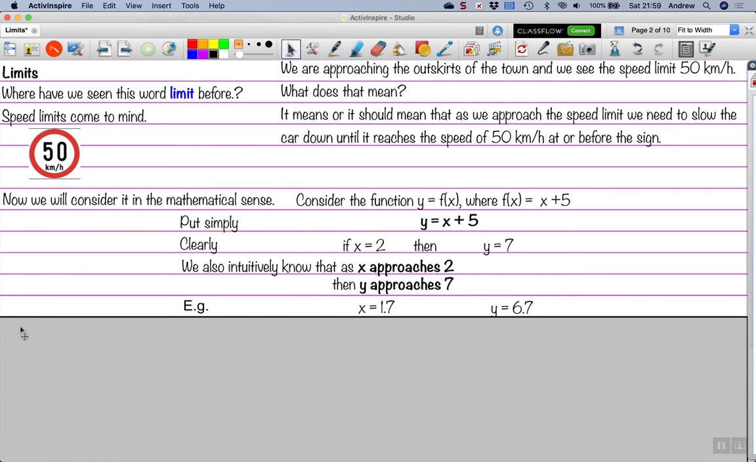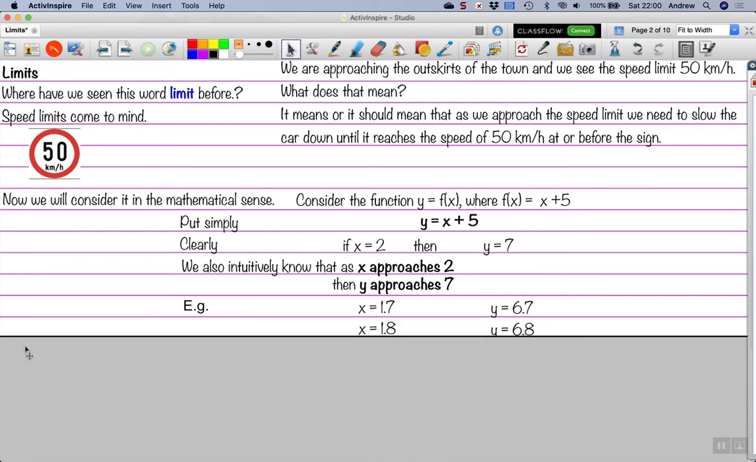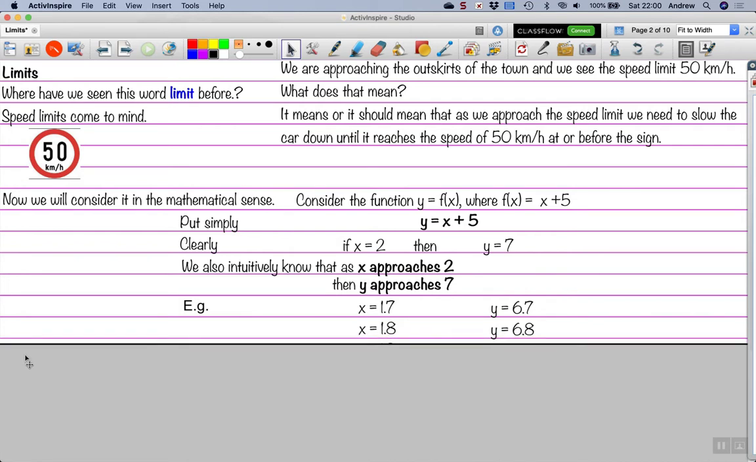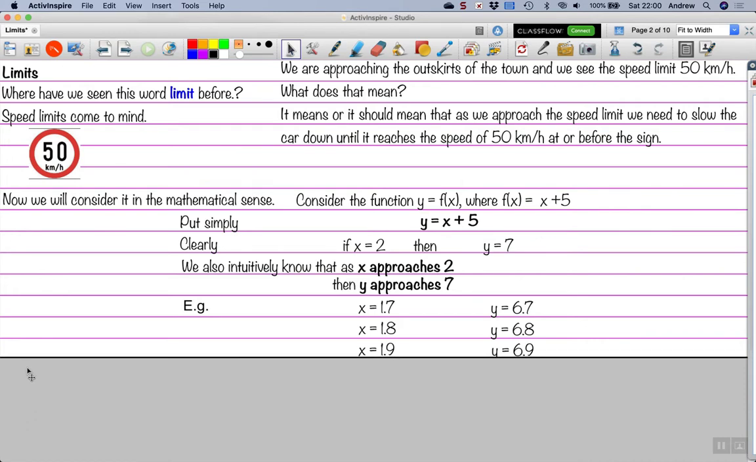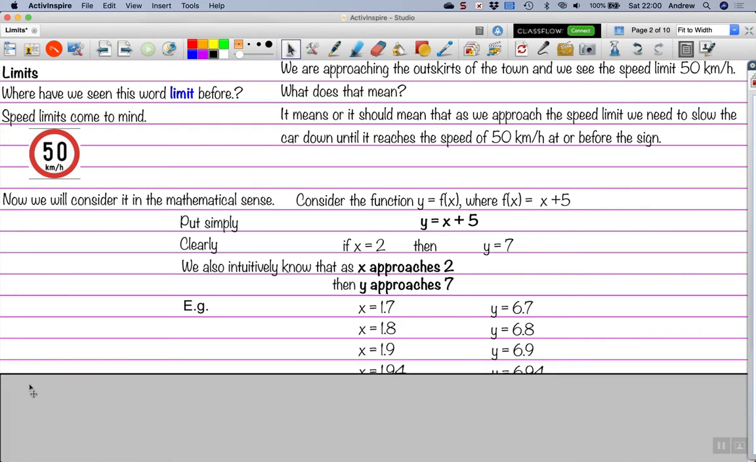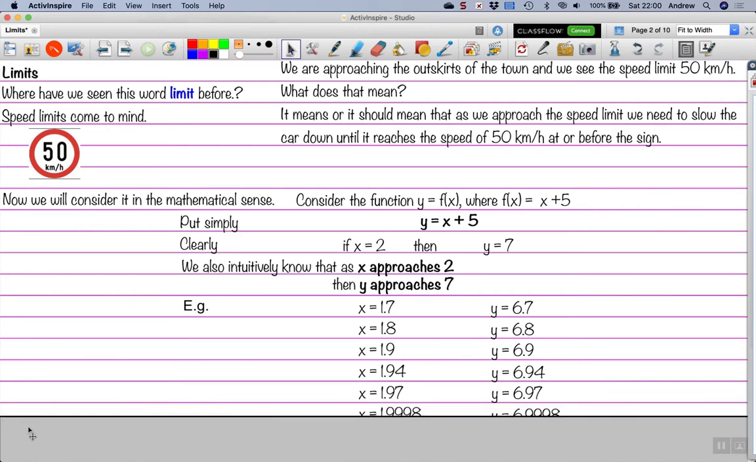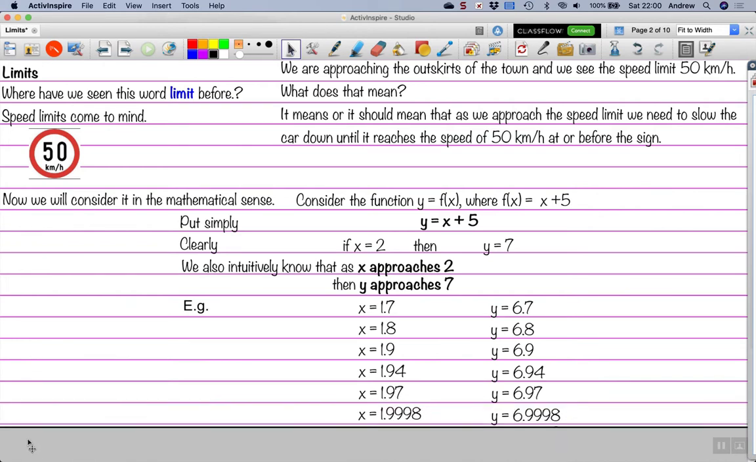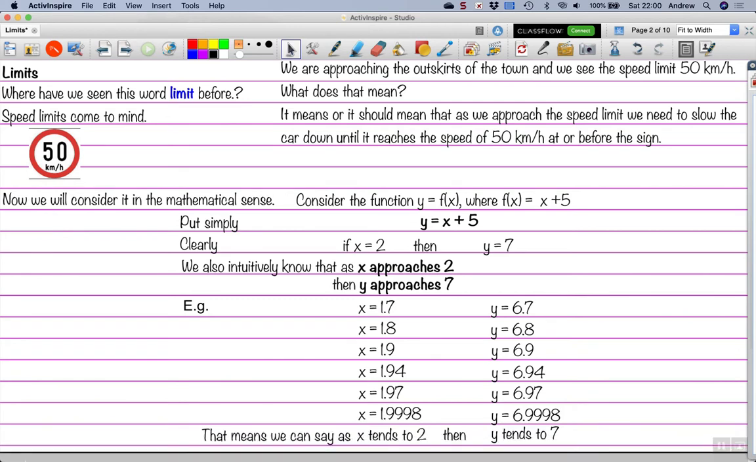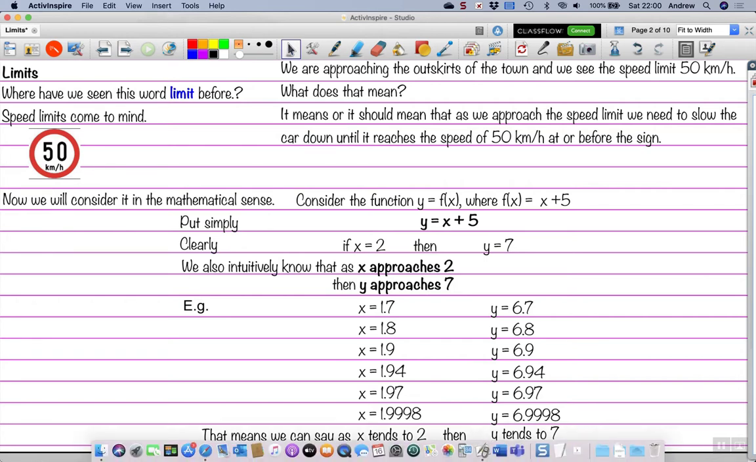What does that mean mathematically? Well, if x is 1.7, what's y going to be? Well, y is going to be 6.7 because we're adding 5 to it. If x is equal to 1.8, y will be equal to 6.8. So as x approaches 2, then y will approach 7. And that's what we mean by the word limit. This means we can say as x tends to 2, then y will tend to 7.